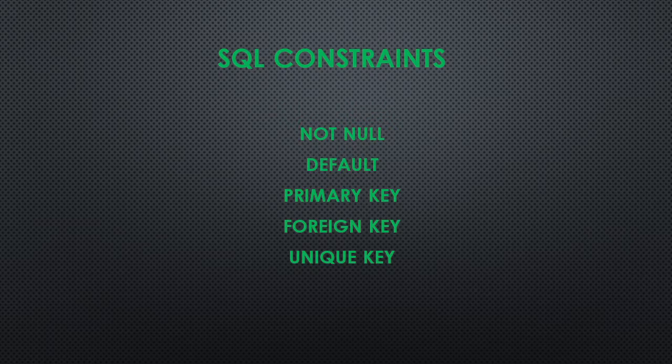Foreign key. A foreign key will be mapped with a primary key in another table. And the last one is the unique key. A unique key is like the primary key, but the primary key can't accept a null value, and the unique key can accept a null value, and this is the difference.